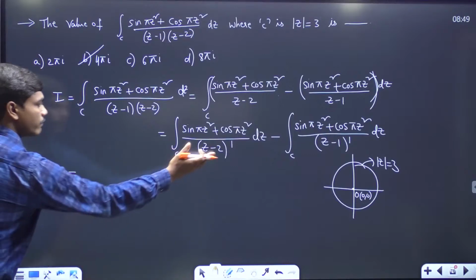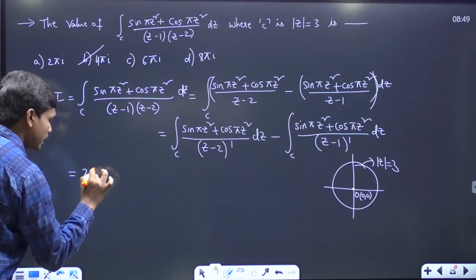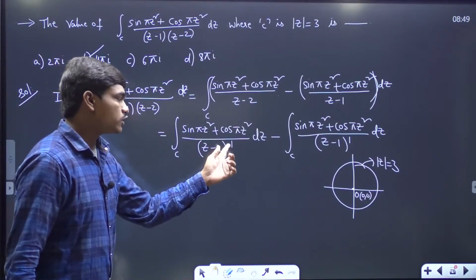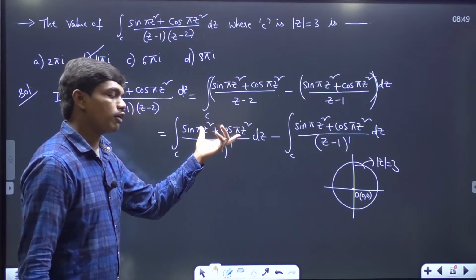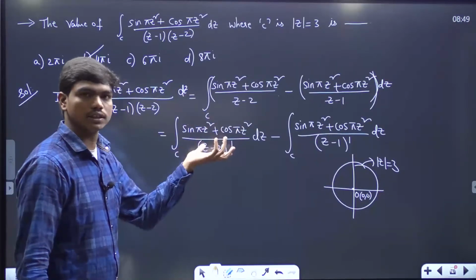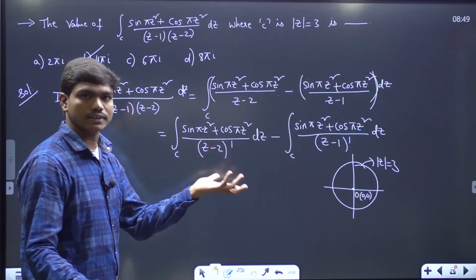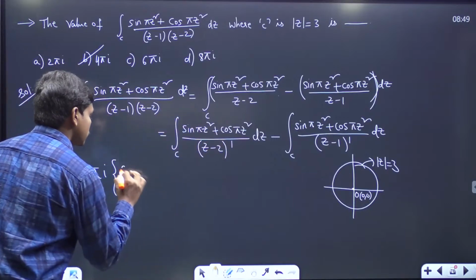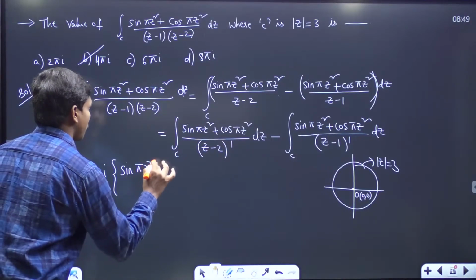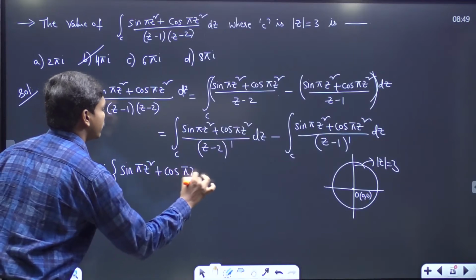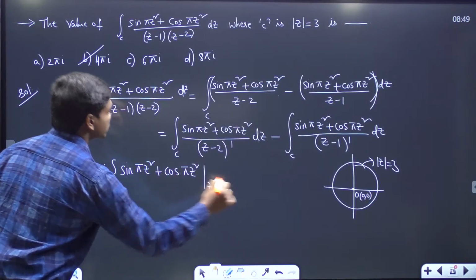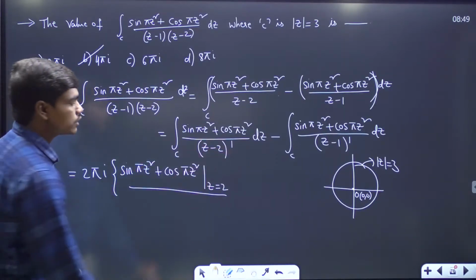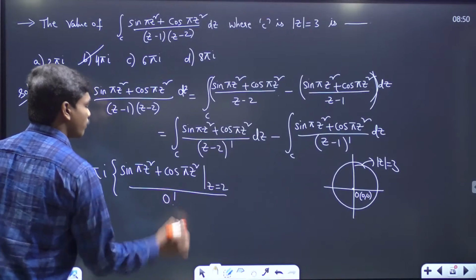So the value of this integration is 2πi into, n is 0, so 0 plus 1 is 1, and this is φ of z. The 0th derivative of any function is the function itself, correct? Because if you are not differentiating the function with respect to any variable, the function remains as it is. So this value means sin πz² + cos πz² at z equal to z naught, φ of z naught, divided by n factorial. n is 0, so 0 factorial is 1, of course.